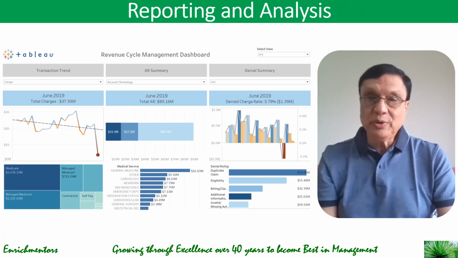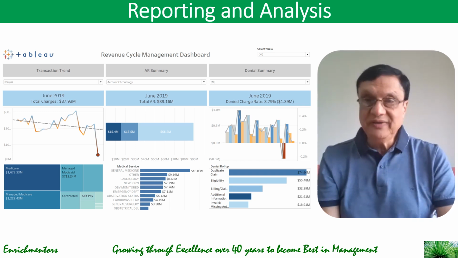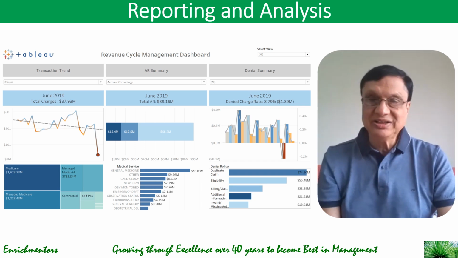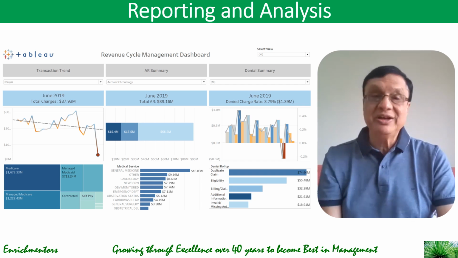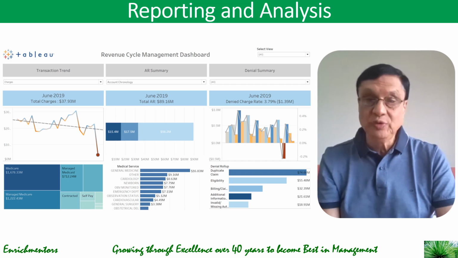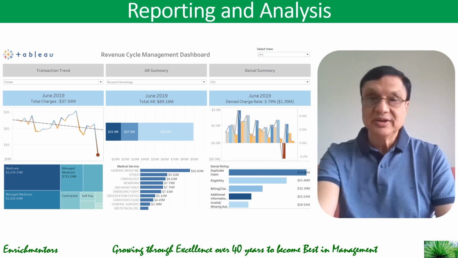Then you generate reports to analyze the efficiency of your revenue cycle and identify areas of improvement. Now, effective RCM helps ensure that the healthcare provider gets paid for their services quickly and accurately, minimizes the revenue leakages that happen, and improves the organization's overall financial health.